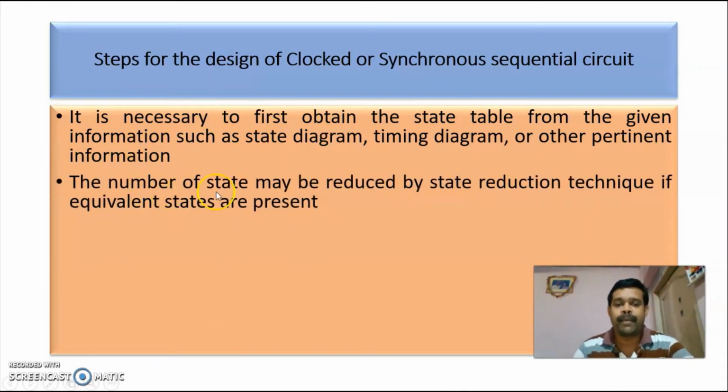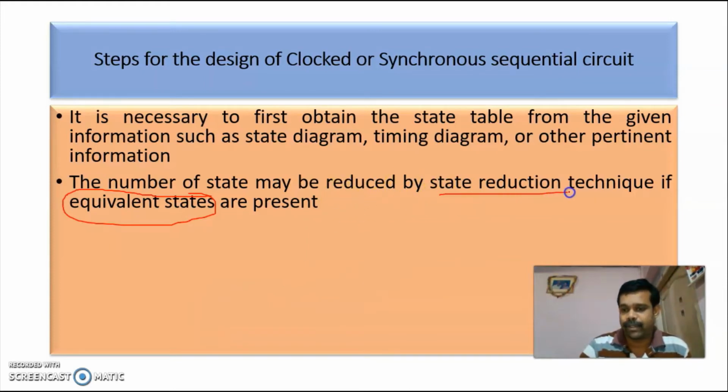Second step, the number of states may be reduced by state reduction technique if equivalent states are present. So from the state table, if equivalent states are there, we have to go for state reduction. Two states are said to be equivalent if they have the same next state and same output. So if there are equivalent states, then you have to go for state reduction and reduce the number of states.